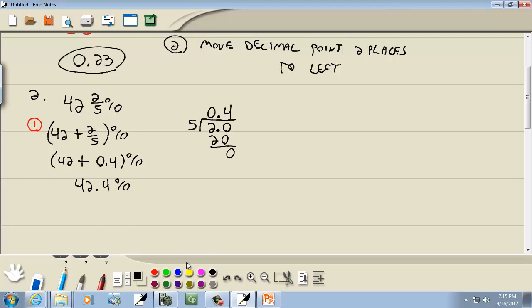Now step 2 is going to be to move our decimal 2 places to the left. If I were to put one, there is one right there. So I'll move it 2 places to the left. And our answer will be 0.424.